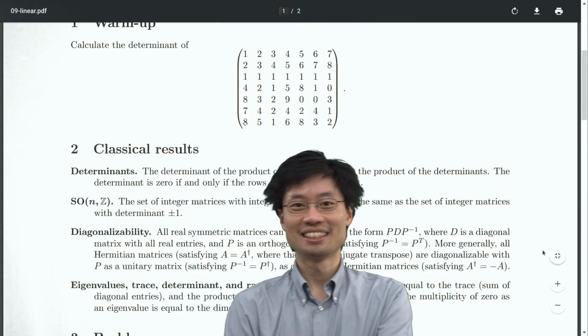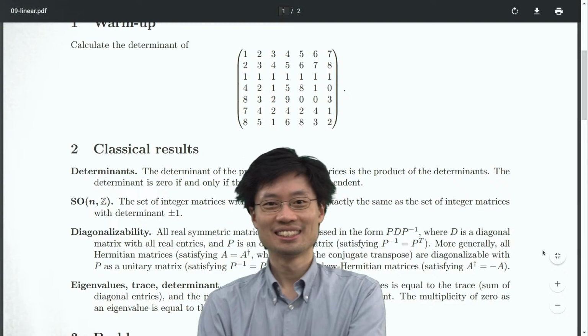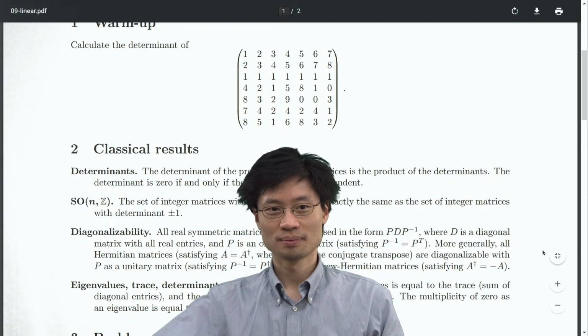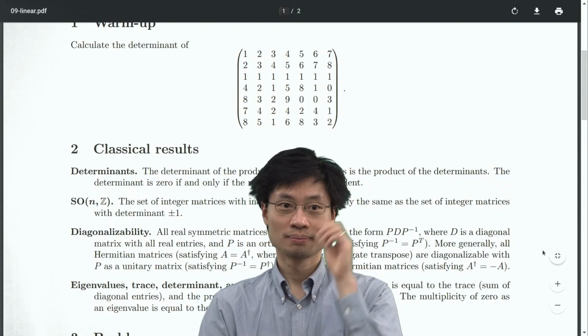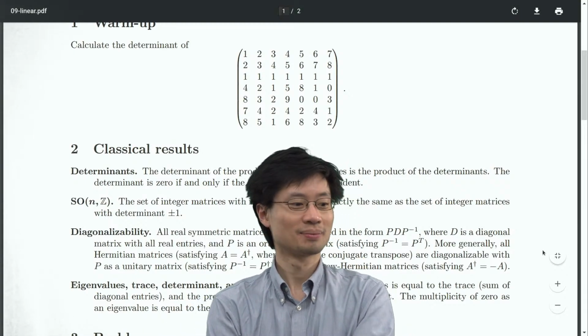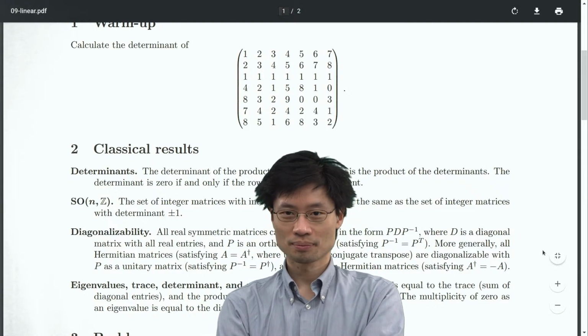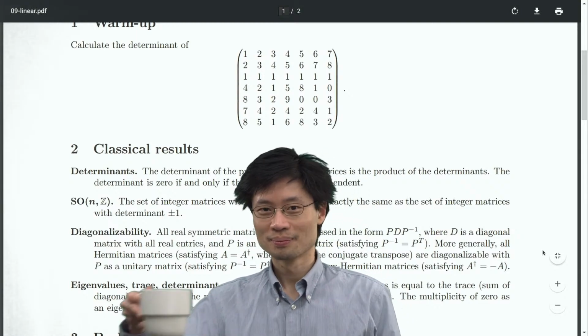Rajiv? Yeah. Well, the determinant is preserved across row operations. And so if you take the second row minus the first row, you get a row of ones. Then you take that row, say minus the third row, you get a row of zeros. The determinant should be 0. Yes.